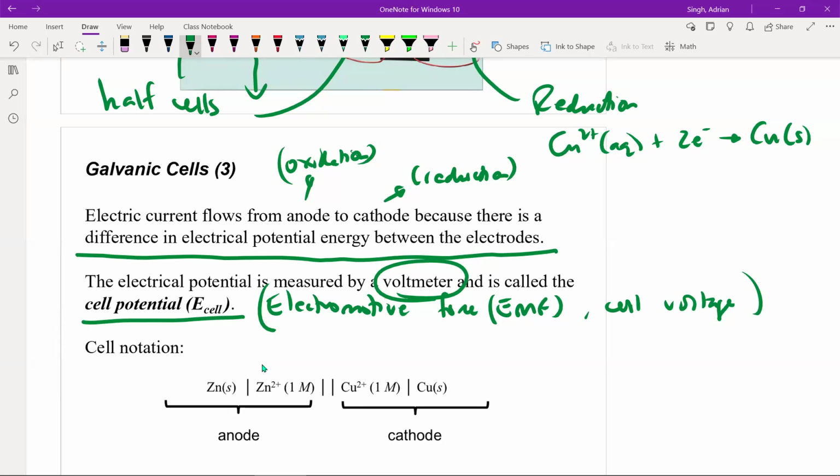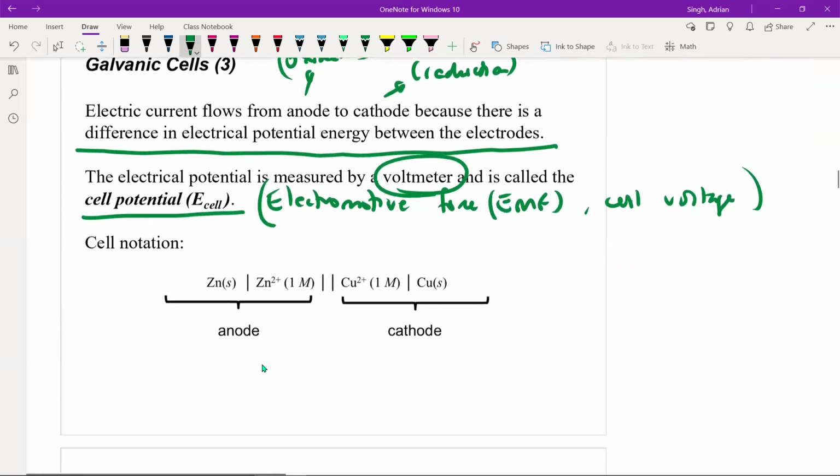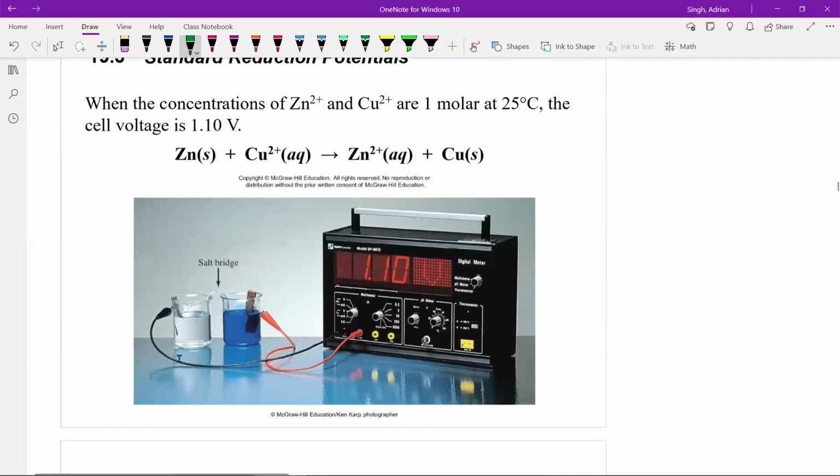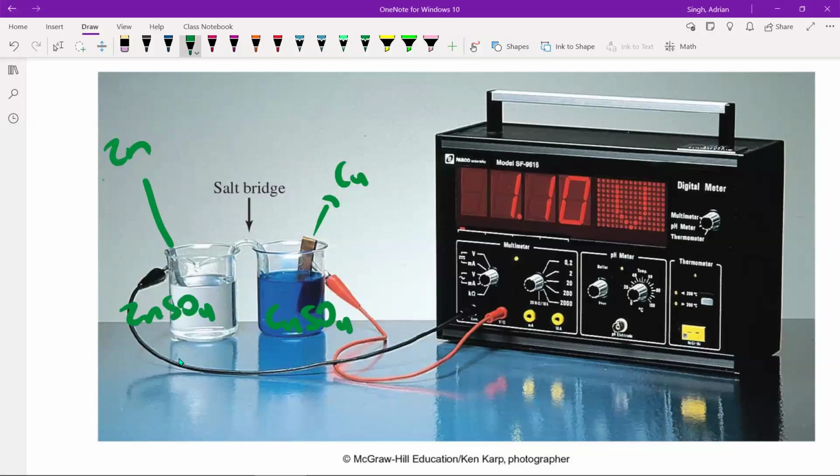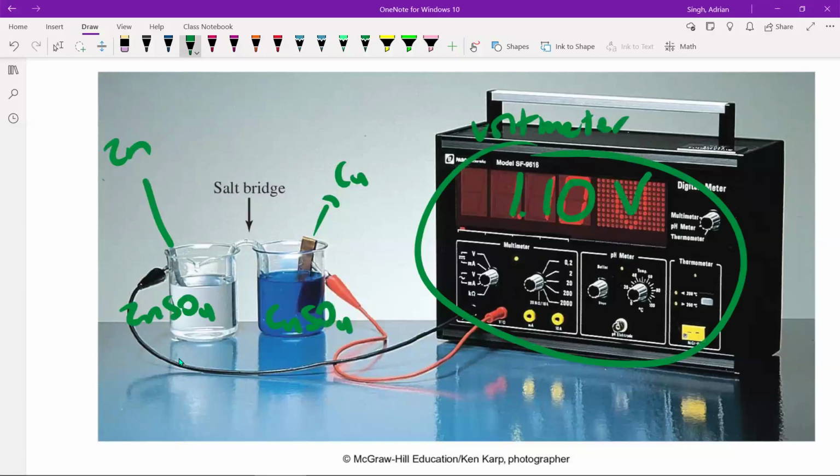Now, in order for these half cells to generate that voltage, we also need to connect these half cells. So this is showing you those same two situations: we have our copper and our copper sulfate, CuSO4, solution, and our zinc electrode and a zinc sulfate solution. If we connect these to an external wire, this is our voltmeter. We'll see that the voltage ends up being 1.10 volts.